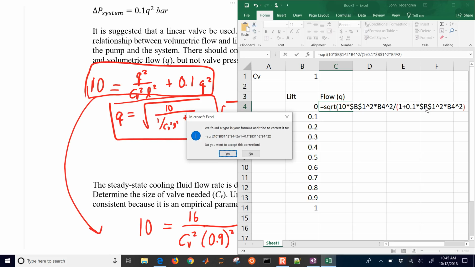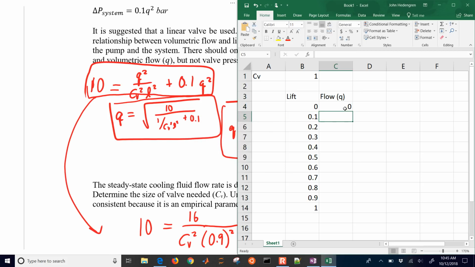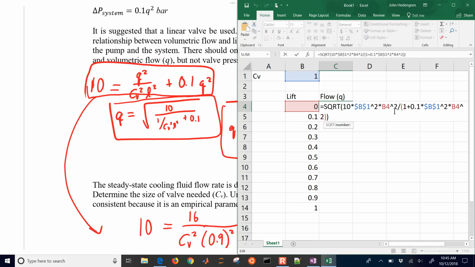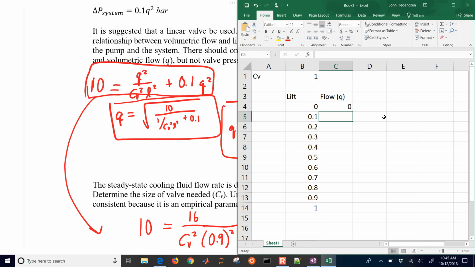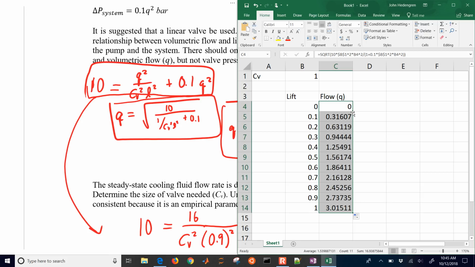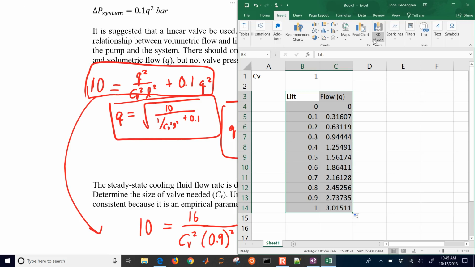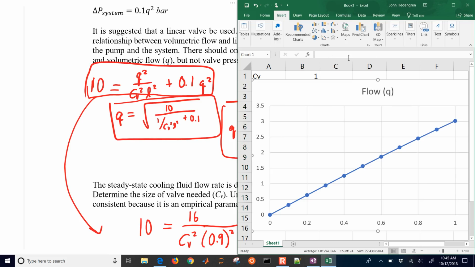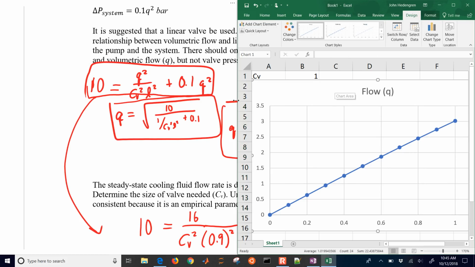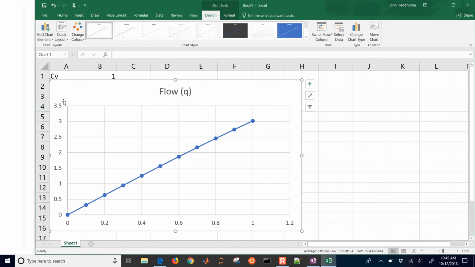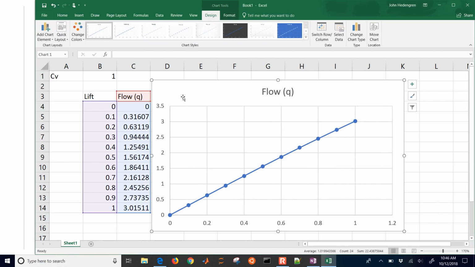Okay, I think I forgot a parenthesis there. Let's see if that one fixed it. Okay, that looks good. I'm going to just double click here, and you can see the flow through that. Let's plot this, just lift versus flow. I'll insert a scatter plot and make this just a little bit bigger, move it over to the side.